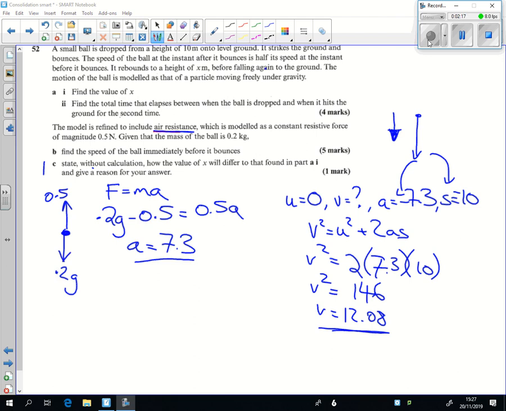It's the height it goes up to afterwards. It's lower because of the lower rebound speed. It's lower because of the air resistance. So it doesn't bounce as high.